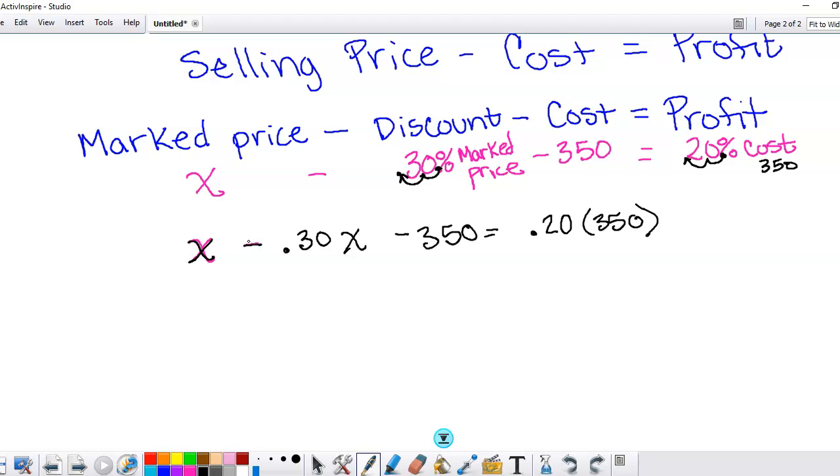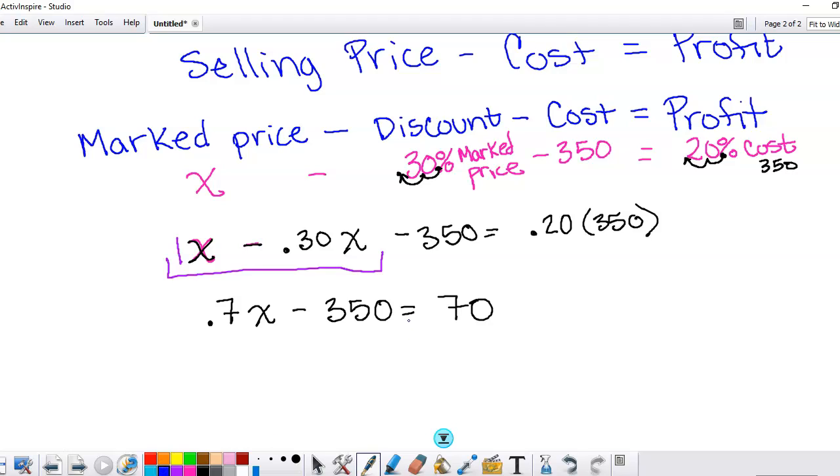Okay. We have set up our problem. Now it's time to simplify and solve. We have like terms here. X minus 0.30x. That's the same as 1x minus 0.30x. 1 minus 0.3 is 0.7. We have that minus 350. And then over here, 0.20 times 350 is 70.